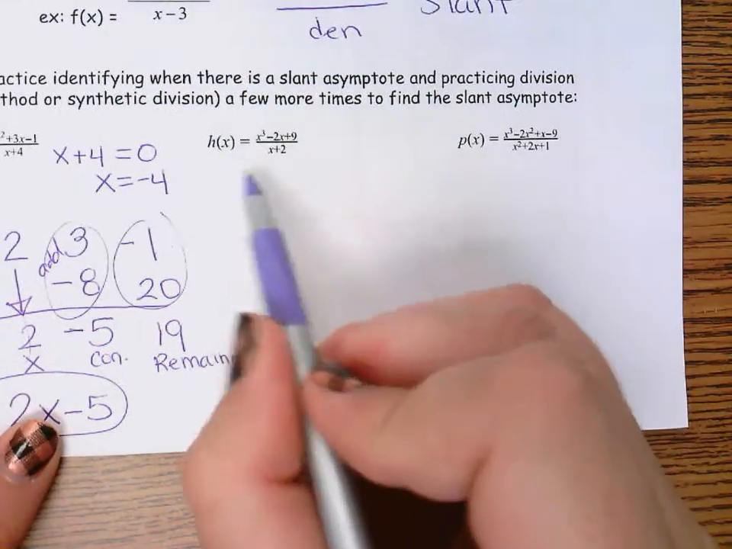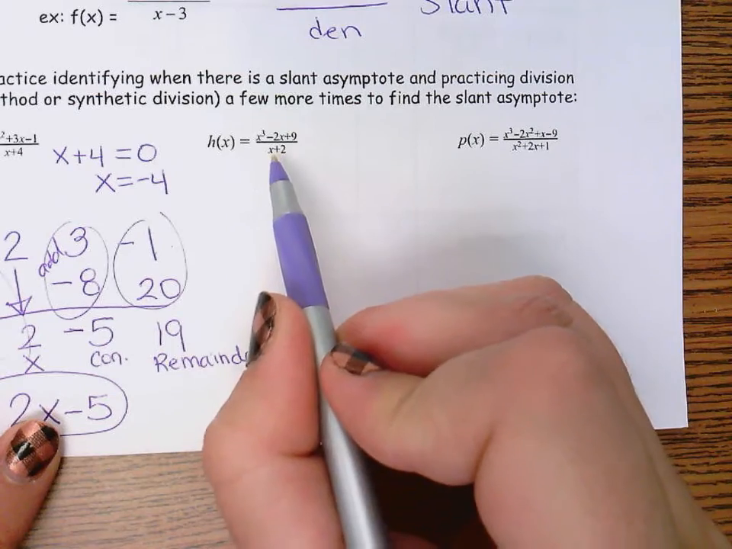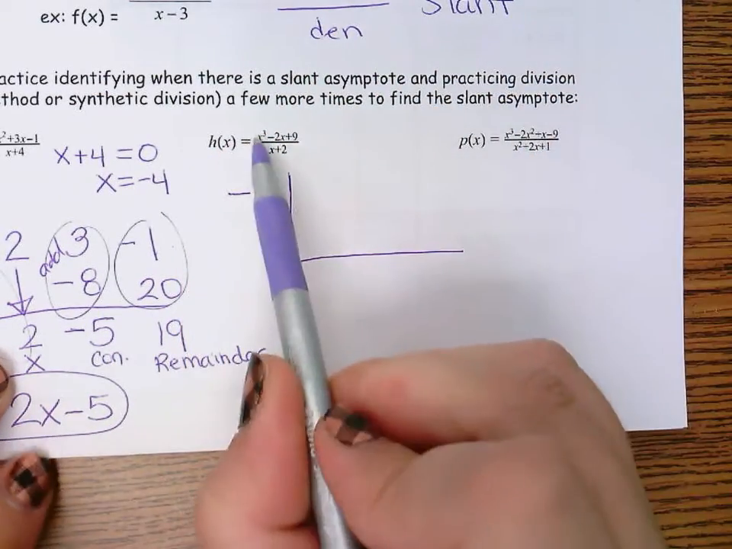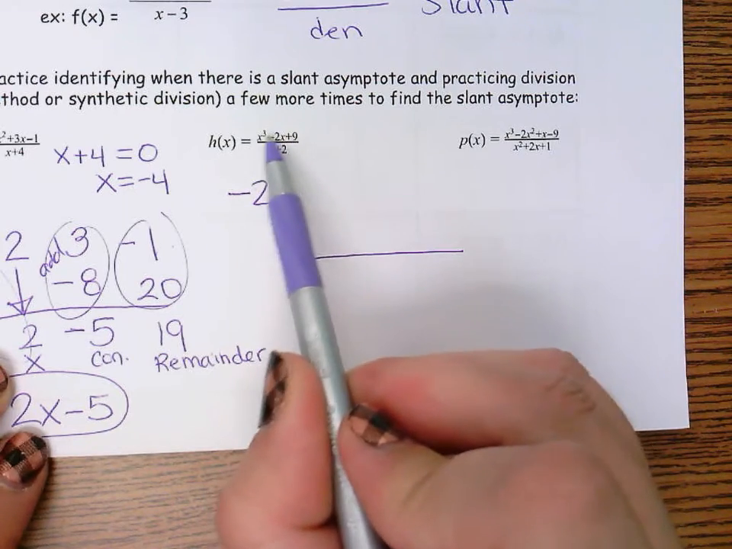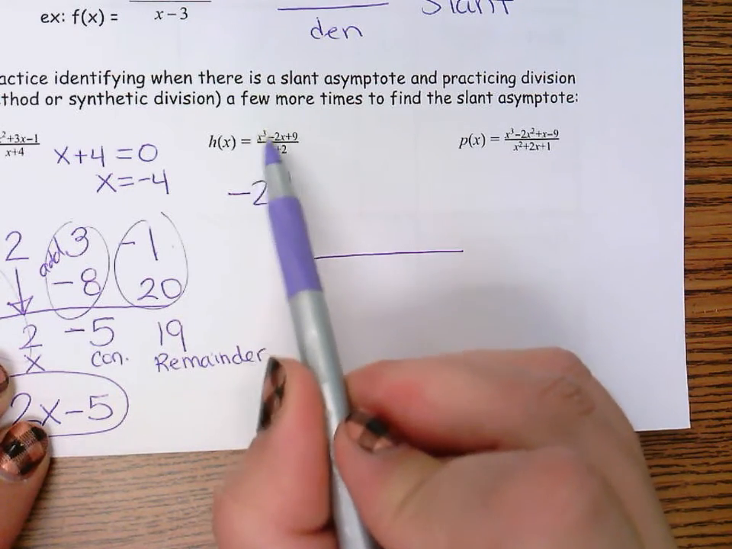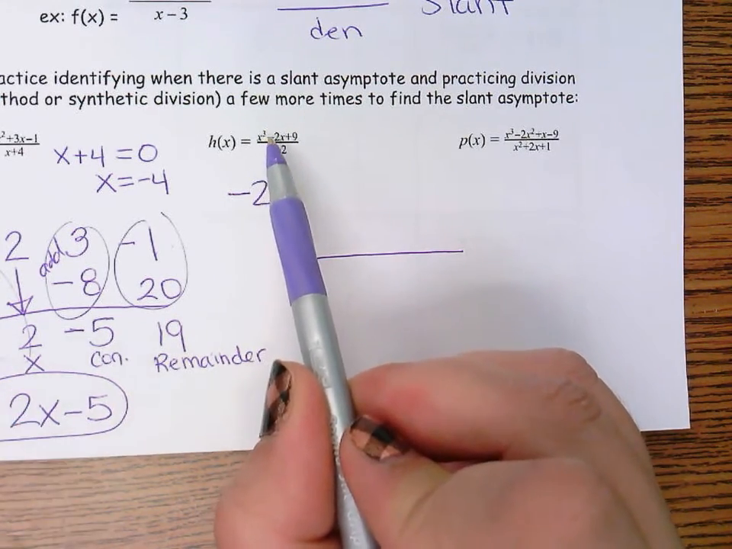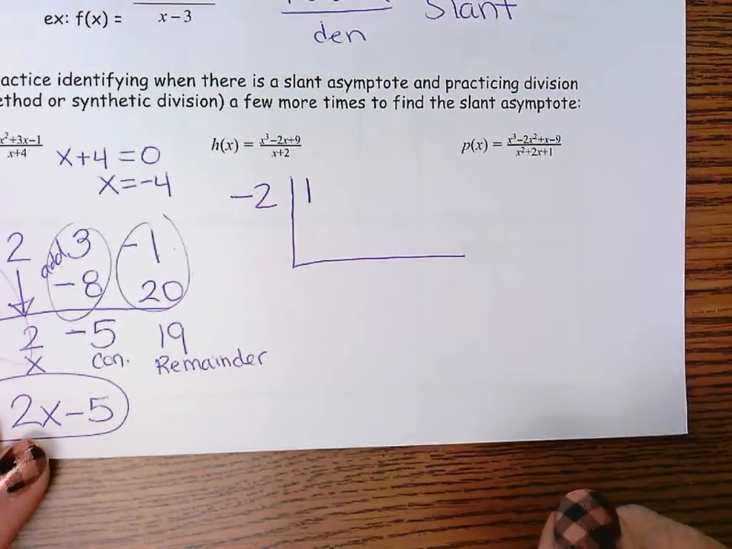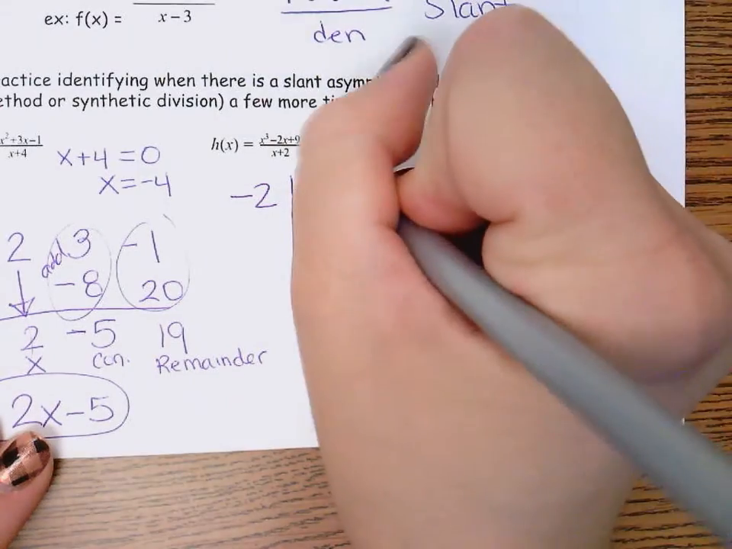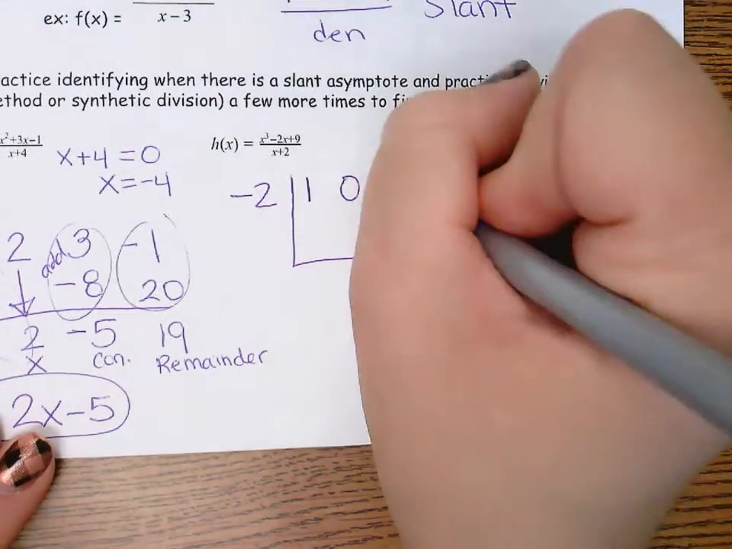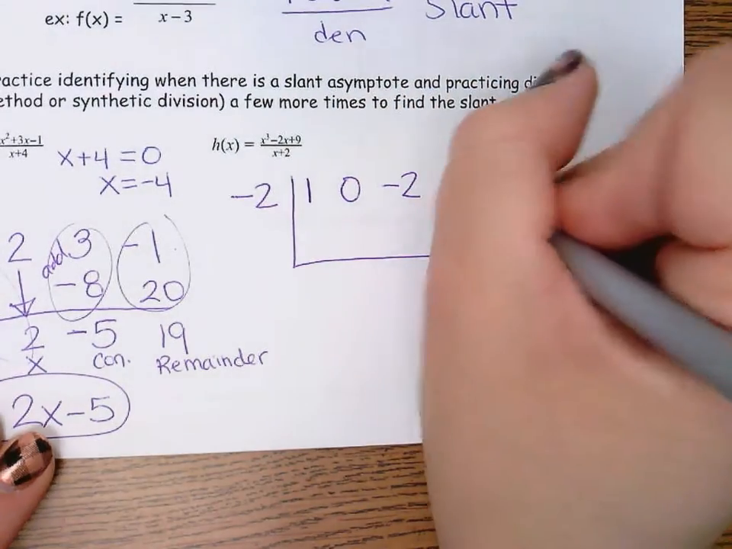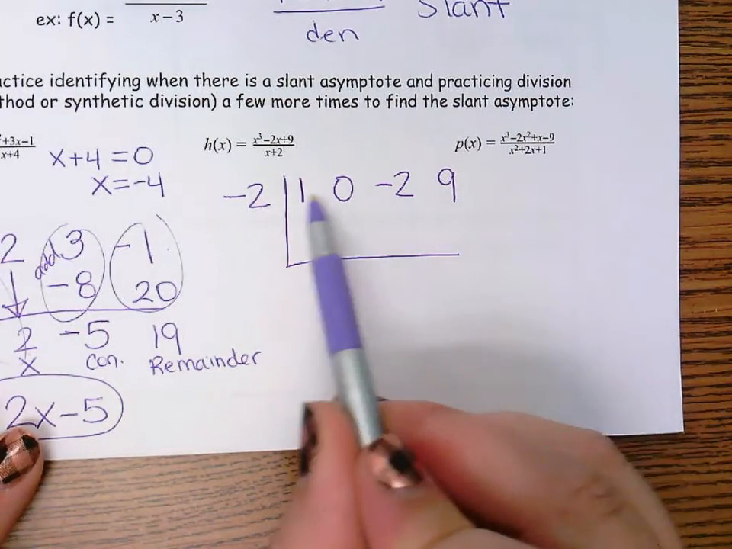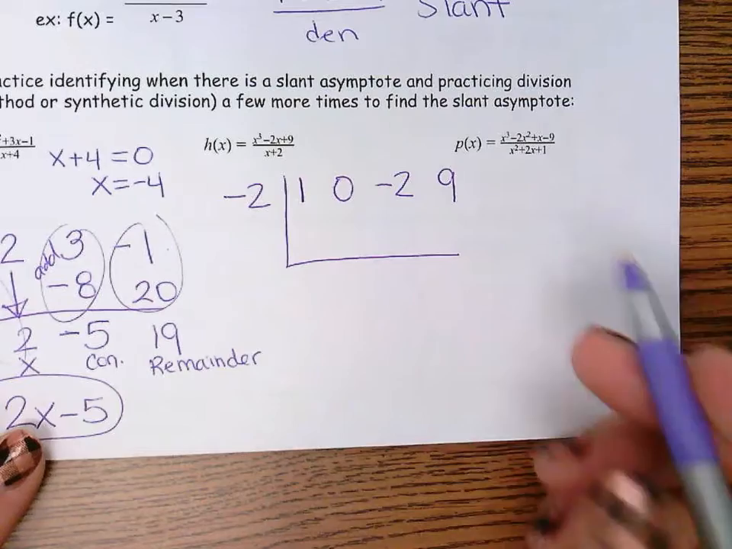So if you were going to do synthetic division, you're trying to divide negative 2 into this array of numbers, but there's actually a term missing. See how x squared is missing? So your array is going to be 1 for x cubed, 0 for x squared, negative 2 for x, and positive 9 for your constant. So this is representing your dividend. This is representing your divisor.